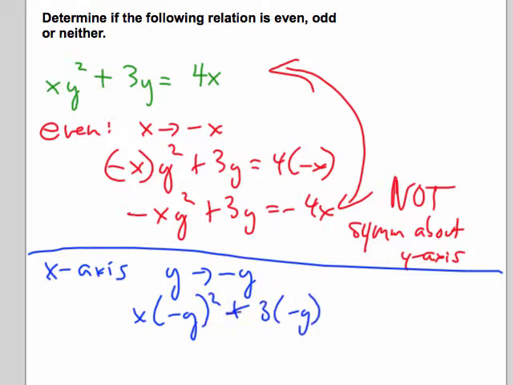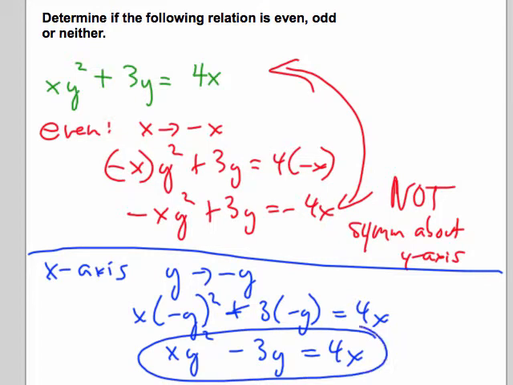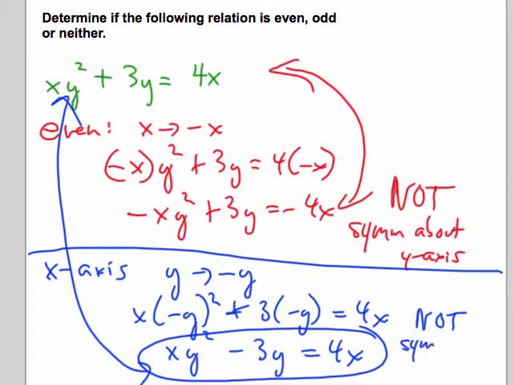Making my substitutions. Negative y squared is y squared. Okay, is this statement the same as this statement? Okay, and again the answer is no. So this relation is not symmetric about the x-axis.